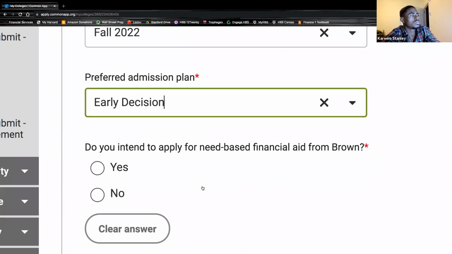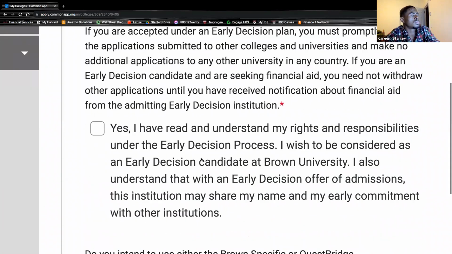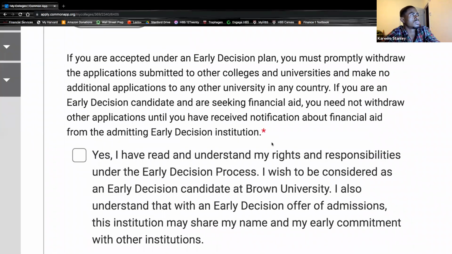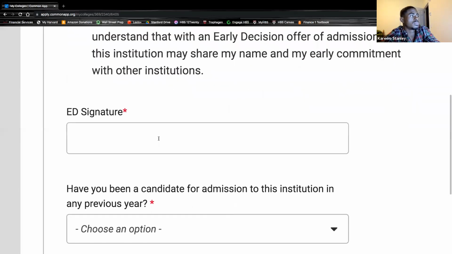Okay. Ivies, the top schools, they do have need-based aid. So keep that in mind. All right, let's keep going. If you are planning early decision, you must withdraw colleges and make no additional applications. So early decisions are a really big deal, but it helps your chances of getting in. So, okay, let's pretend we're applying early to Brown. Deal. Ta-da. Okay, ED signature.